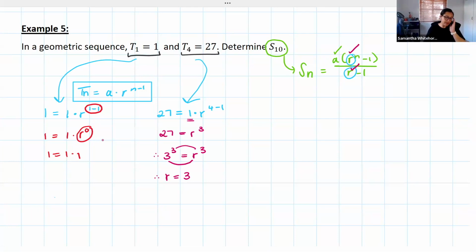All right, so what I want you to quickly do for me is, now that we know what A and R are, I want you to substitute in and tell me what the sum of the first 10 terms is. Remember, you can put it in the chat when you've got an answer for me.